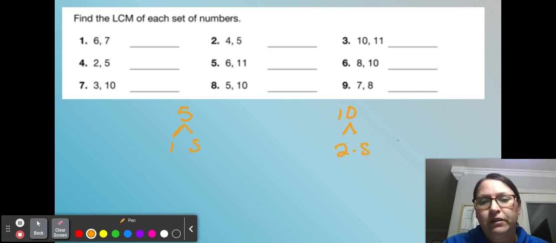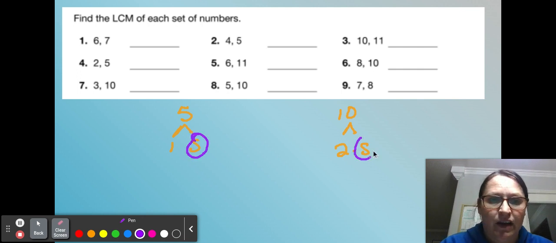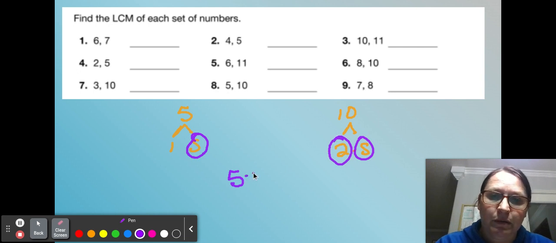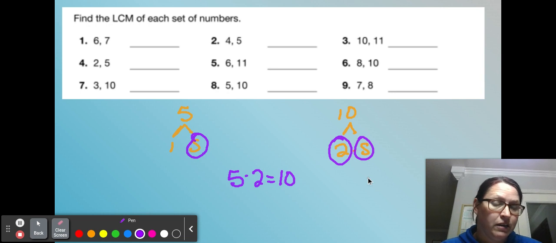I'm going to first circle my common factors. So they both have this 5 and this 5. So I'm going to put 5. This one has a 2, so I'm going to put 2. 5 times 2 equals 10. 10 is my least common multiple of 5 and 10.